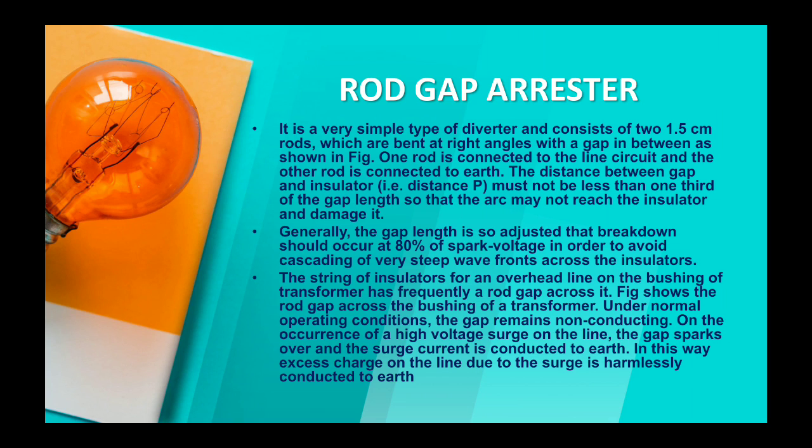Under normal operating condition, the gap remains non-conducting. So there is no current or arc produced between the gap under normal operating condition. On the occurrence of a high voltage surge on the line, the gap sparks over and the surge current is conducted to earth. In this way, excess charge on the line due to the surge is harmlessly conducted to the earth by the earth conductor.